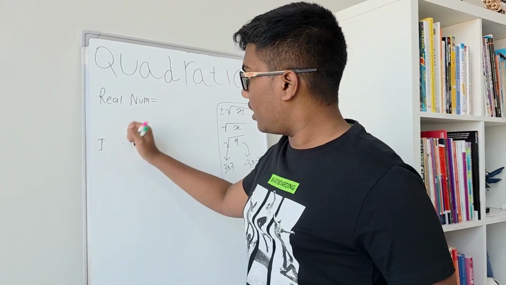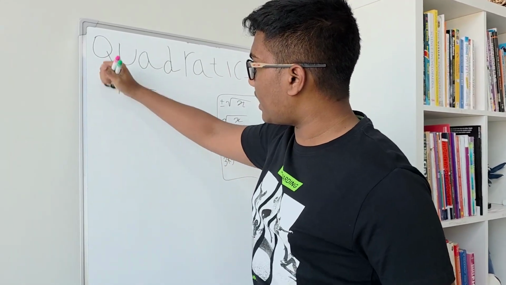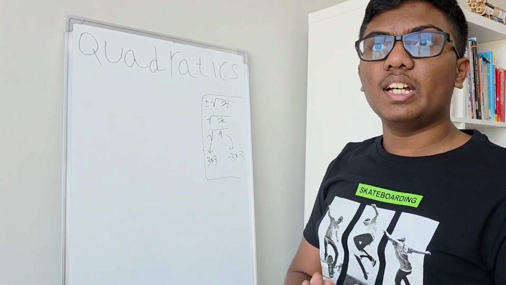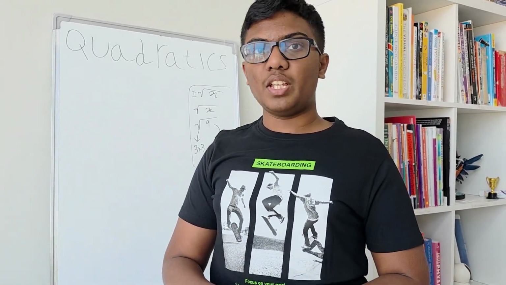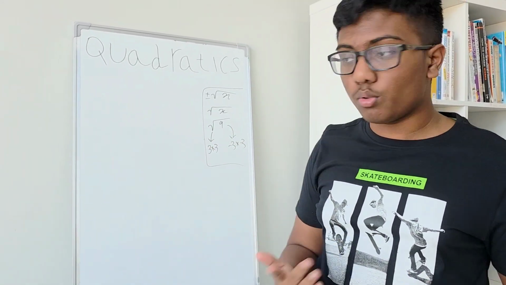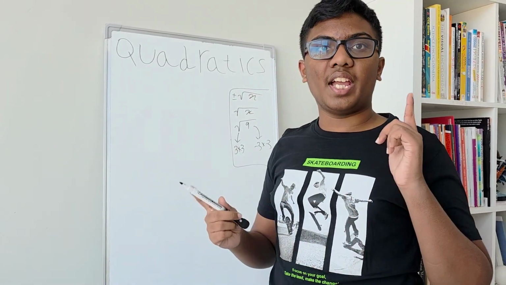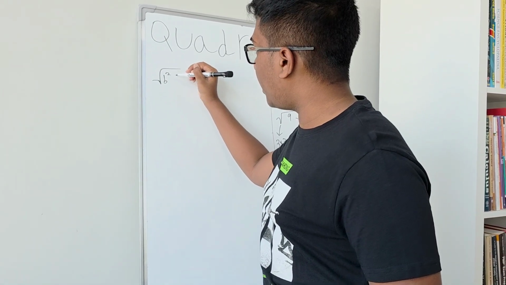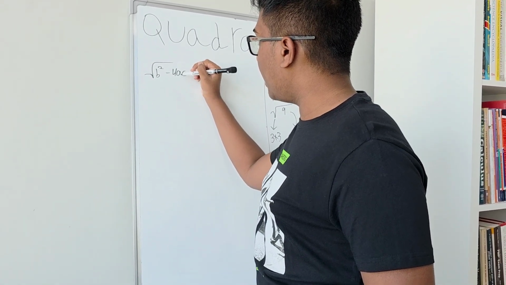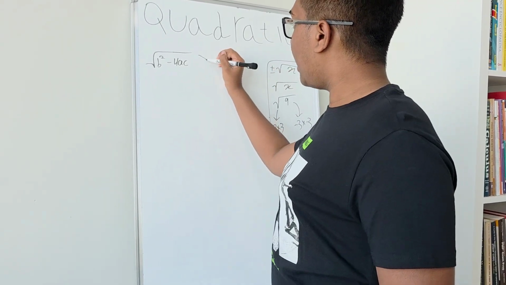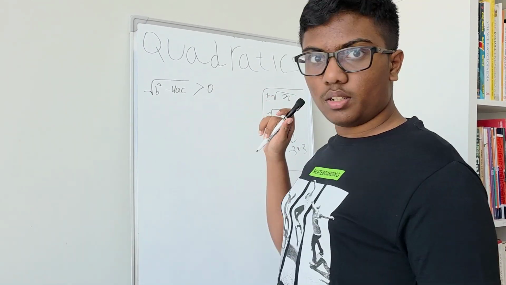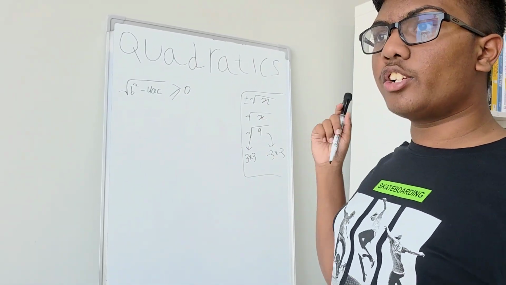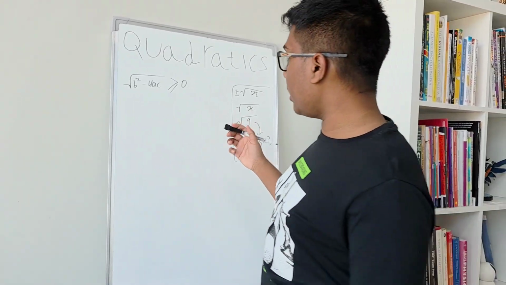So, moving on. Now that you know what real numbers and imaginary numbers are, let's move on to how to find if a quadratic equation has any real number solutions, using something called a determinant. We will take b squared minus 4ac as the determinant. If it is greater than or equal to 0, then there should be at least one real number solution.